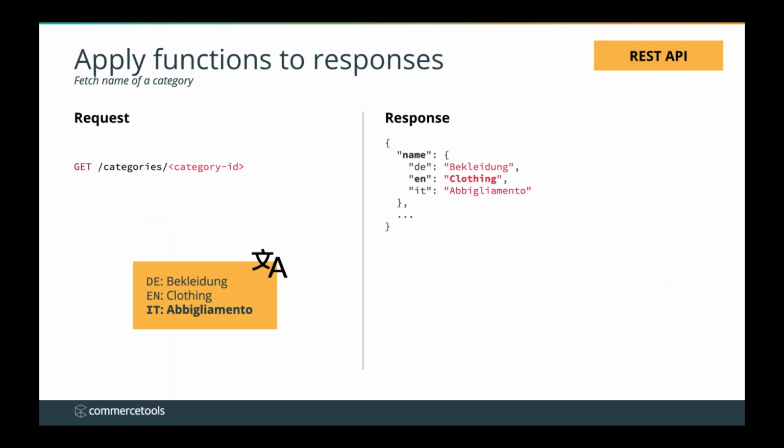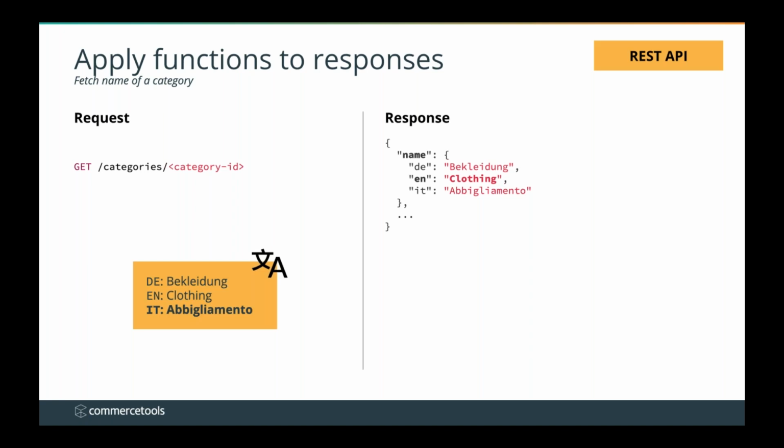This is not the only advantage of GraphQL. It has many, and we are going to go through all of them. One of the things that you have already seen is these function thingies that I was telling you about. Now imagine that we get the name, but the name has different translations. In the REST API, we will just receive all of them.